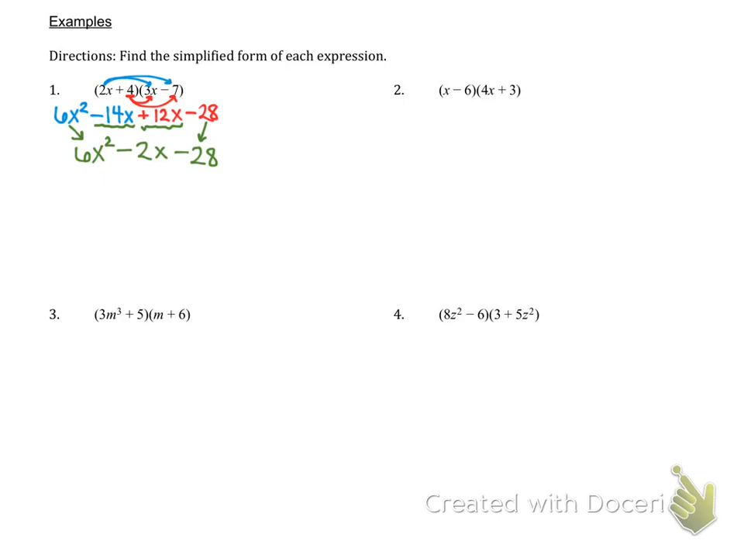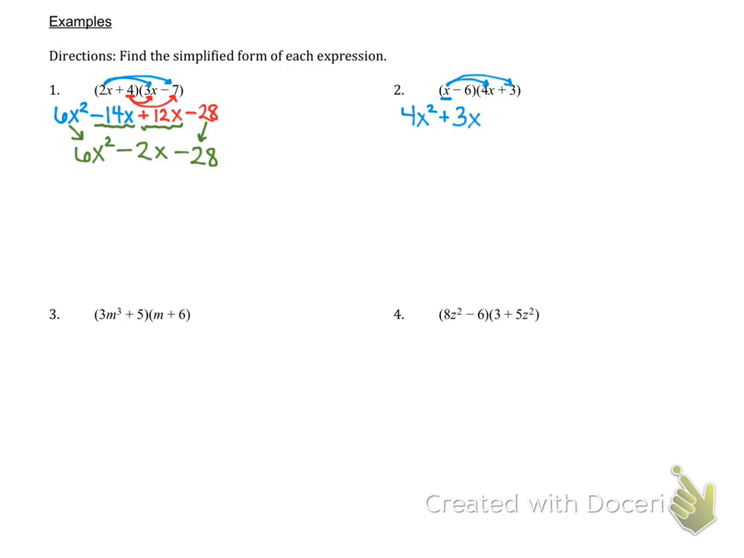Number 2, let's do the same thing for this one. So I'm going to start with the first term in my first set of parentheses and multiply that by everything in the second set of parentheses. So I have x times 4x is 4x squared. And x times a positive 3 is a positive 3x.